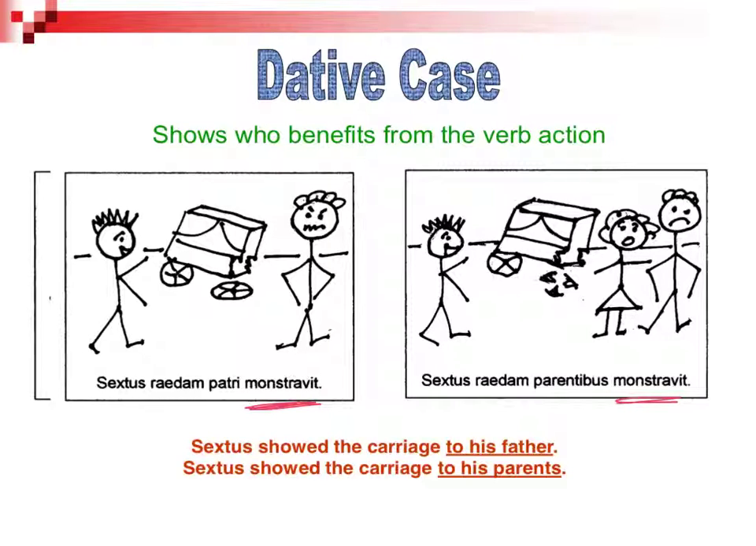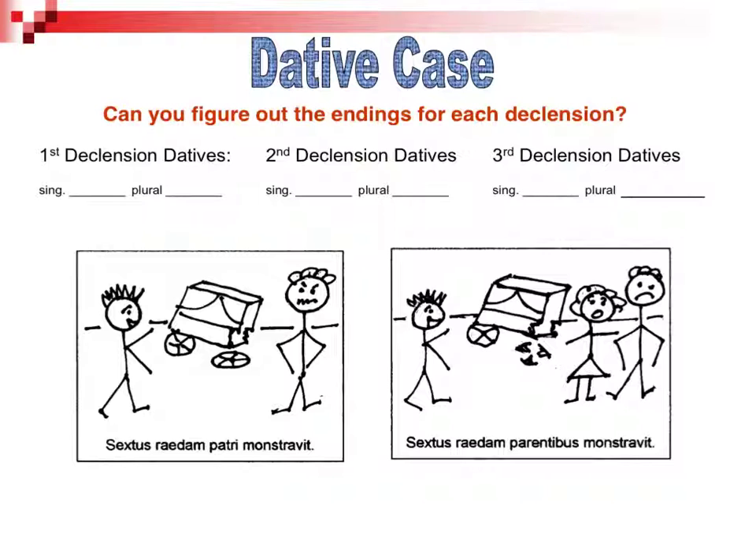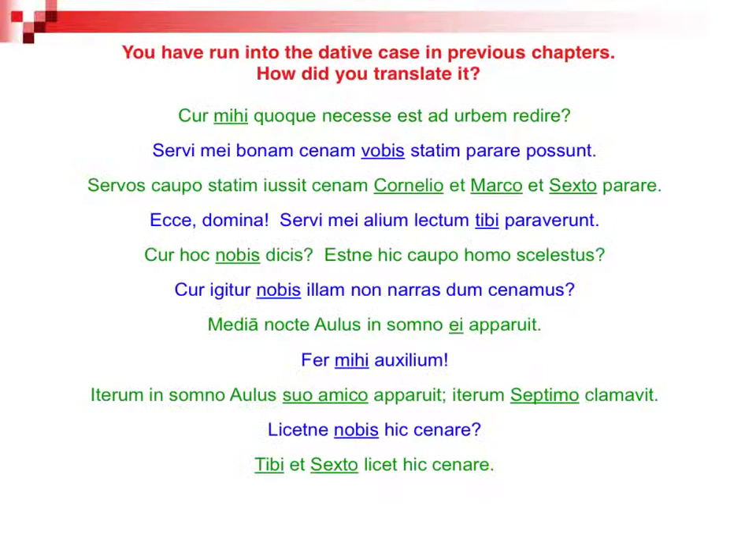Please pause the video and review this. In the blanks above, give the singular and plural forms for each declension. First declension, second, and third. Pause the video now. Alright, on this slide, here's some datives from sentences from previous chapters, and how did you translate them earlier. So look at the underlined words that are in the dative and give a translation for them. And try to do the whole sentence if you can. Pause the video now.